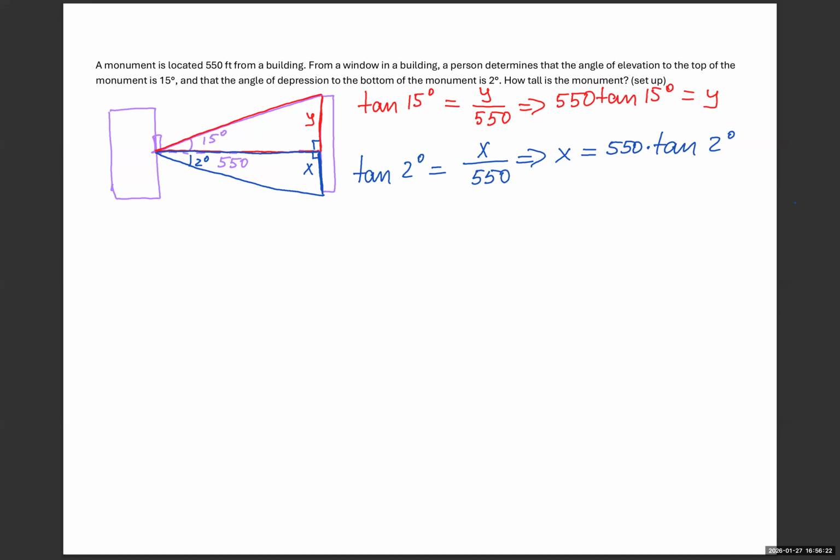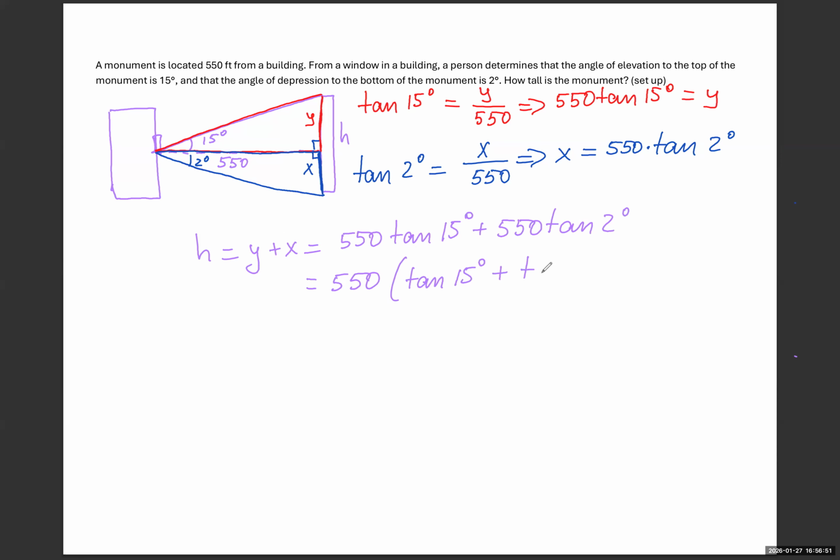Now, in order to find the actual height of the monument, I'm going to switch the color to my purple. We'll call it maybe h. H equals y plus x, which means that it is 550 times tangent of 15 degrees plus 550 times tangent of 2 degrees. You could factor out 550 to make it look prettier, but you don't have to. There you go. Since we're just doing the setup, we're not putting it into a calculator. That would be your final answer.